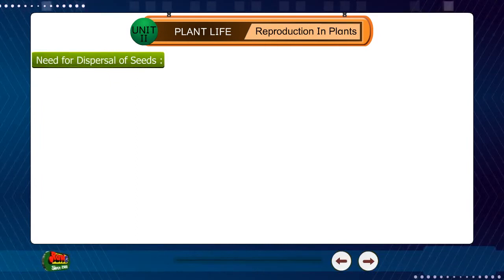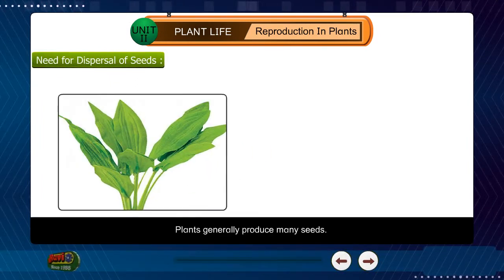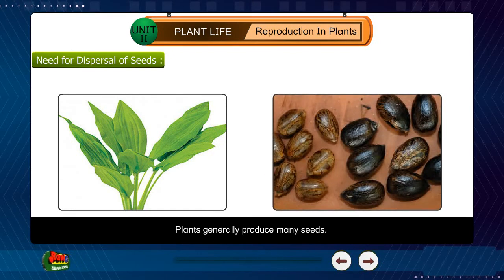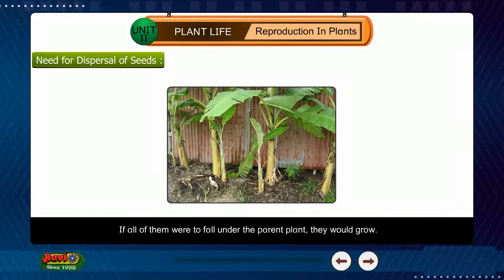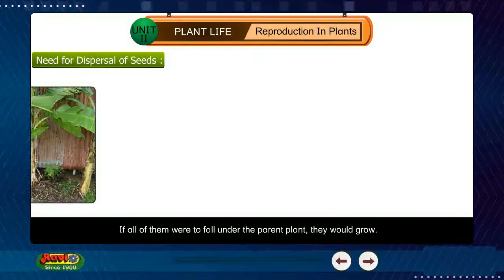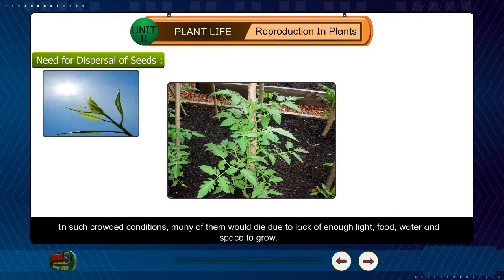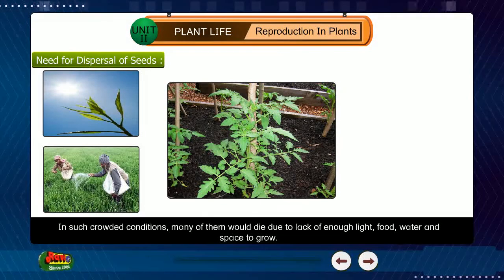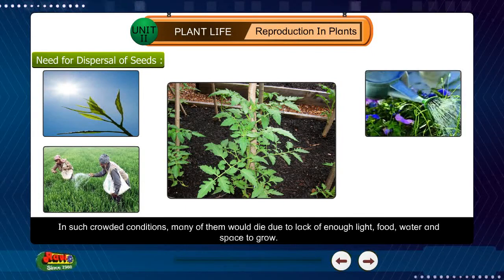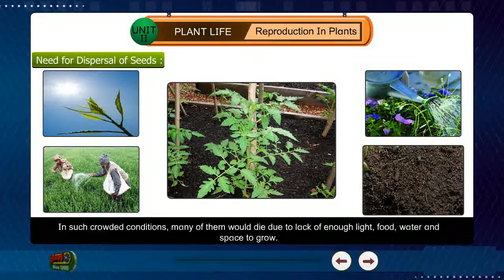Need for dispersal of seeds. Plants generally produce many seeds. If all of them were to fall under the parent plant, they would grow. In such crowded conditions, many of them would die due to lack of enough light, food, water, and space to grow.